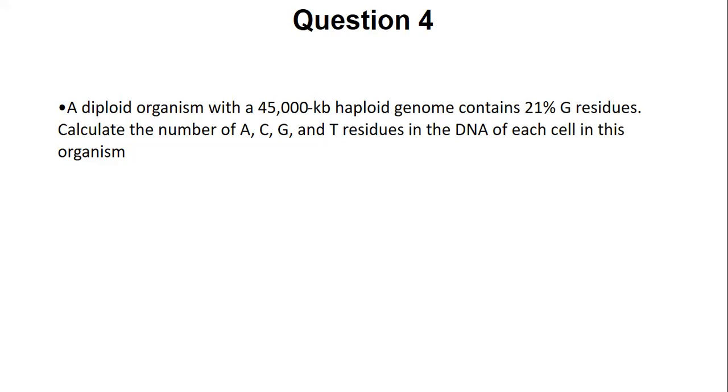All right, so let's think about this. We have a diploid organism, so just some terminology here. A diploid basically has two copies of a chromosome, while the haploid only has one. And so I'm giving you the size of the haploid genome. So I'm saying one half of this organism's genome is 45,000 kilobase pairs.